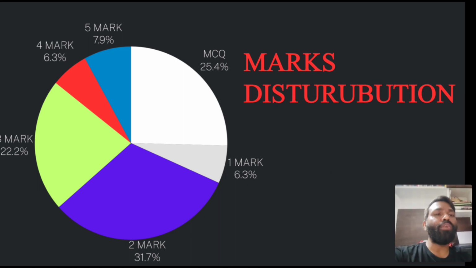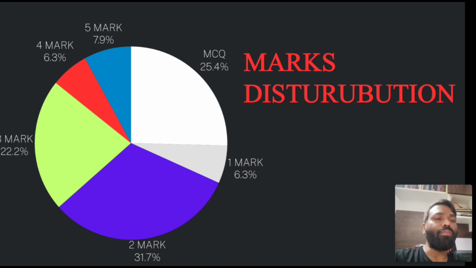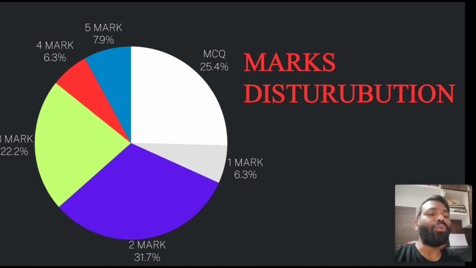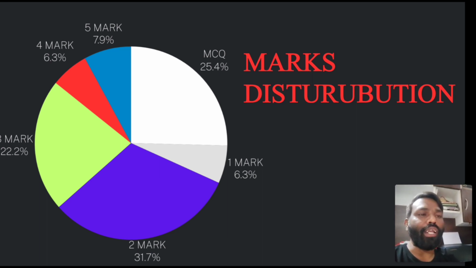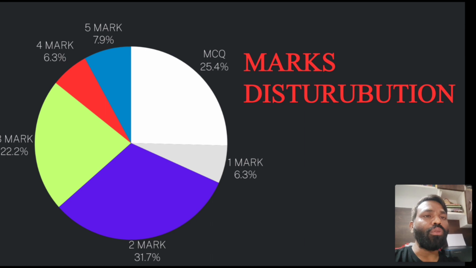So let's see how the marks distribution goes. Here MCQ 25.4 percent, 1 mark question 6.3 percent, 2 mark question 31.7 percent, 3 mark question 22.2 percent, 4 mark question 6.3 percent, 5 mark question 7.9 percent. The bigger areas are MCQ, 3 mark and 2 mark. So we have to focus on 2 mark questions, those are related to the reading section, 3 mark questions, those are related to the writing section, and MCQ, those are related to vocabulary and grammar.